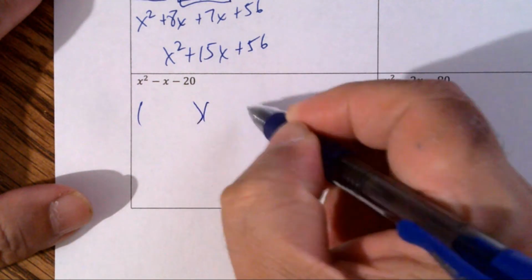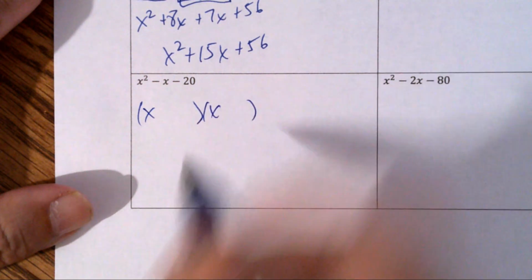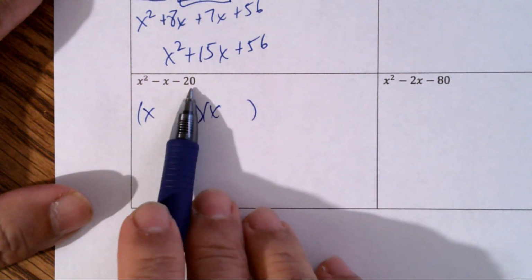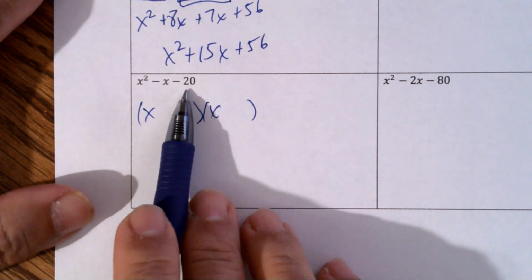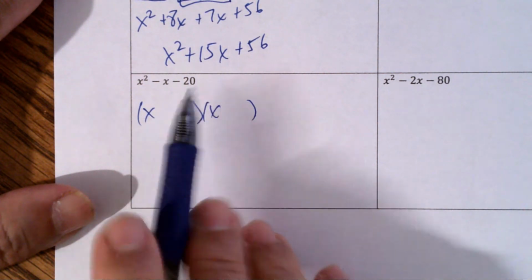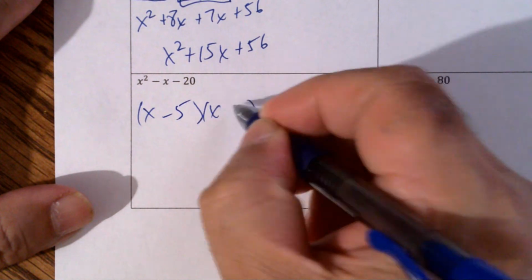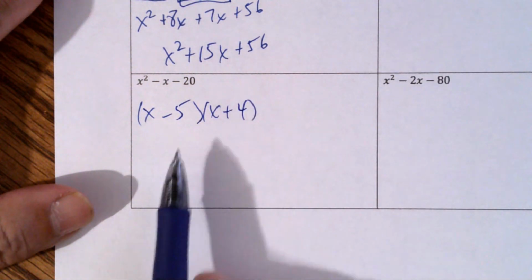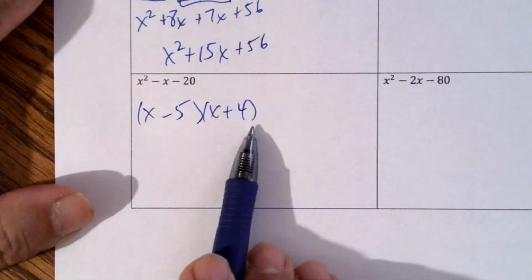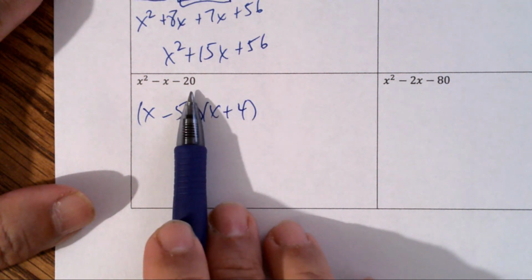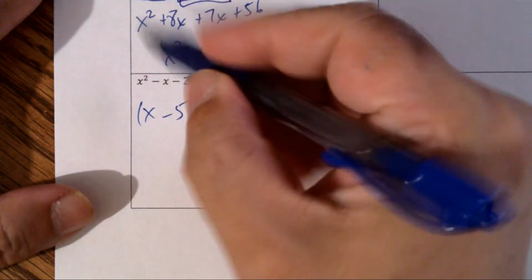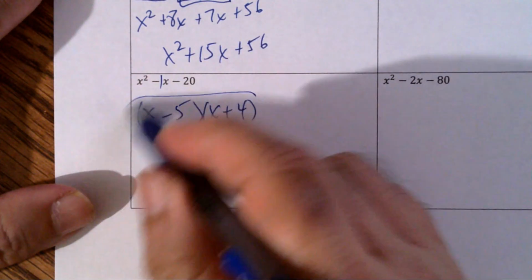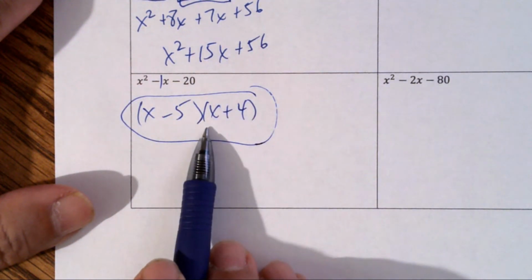So this is going to be x times x, because x times x is x squared. And what are the factors of 20 that combine to make negative 1? Well, factors of negative 20, I should say. So here it's negative 5 and positive 4. So let's check that out. Negative 5 times positive 4 is negative 20. Negative 5 plus 4 is negative 1. Remember, if you don't see a number, it's a 1. So this is the answer to the third example.